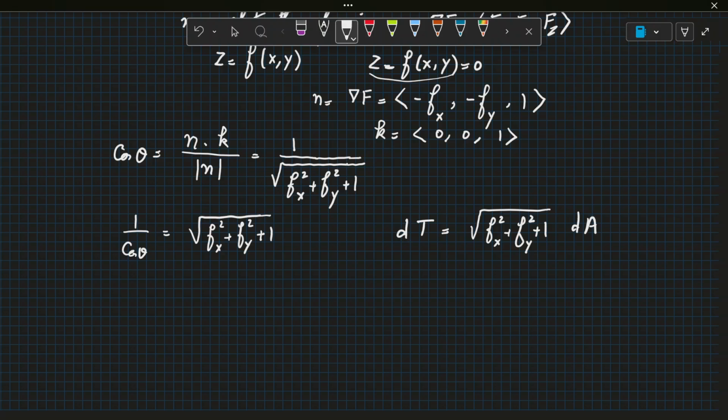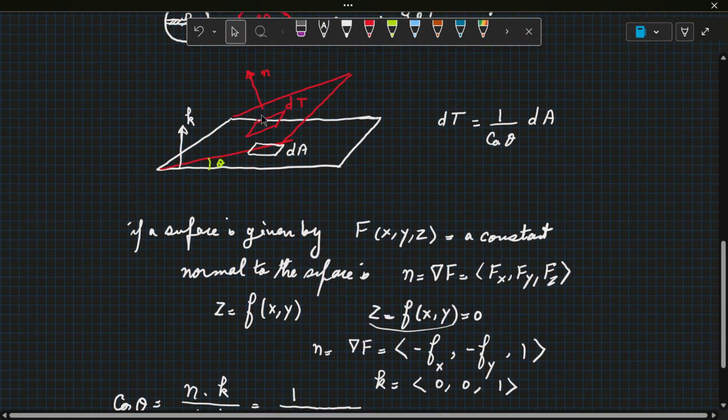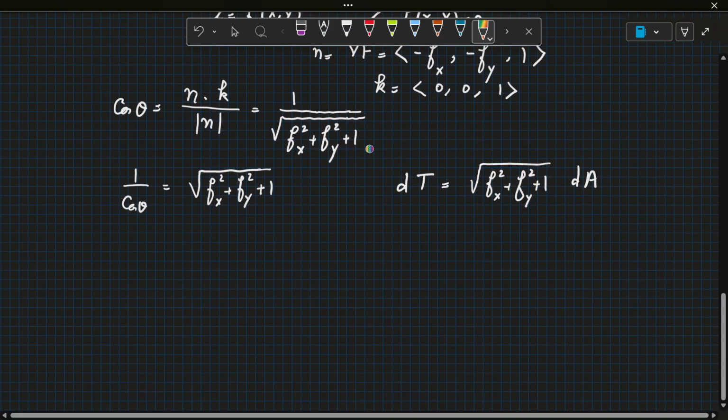Well, we are 99% done. Let's just remind ourselves again, who was dT? dT was this red little area on our surface. dA is the shadow of it on the xy plane. The relationship between the two of them is what we derived.